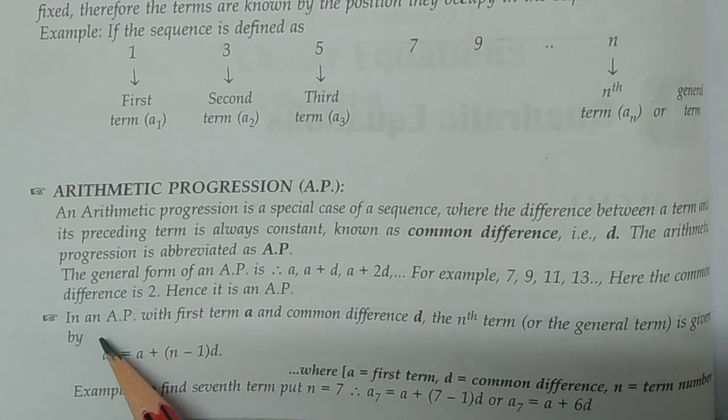Next, in an AP with first term a and common difference d, the nth term, or the general term, is given by an equals a plus (n minus 1)d, where a is the first term, d is the common difference, and n is the term number. For example, to find the seventh term, put n equal to 7. So a7 equals a plus (7 minus 1)d, or a7 equals a plus 6d.